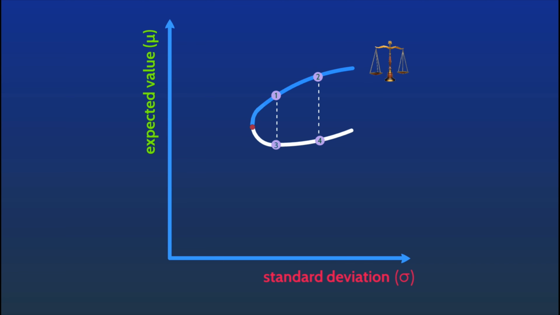The turning point on the graph is the so-called minimum variance portfolio, where the value of variance or the value of standard deviation is minimized. This exact point can also be calculated.